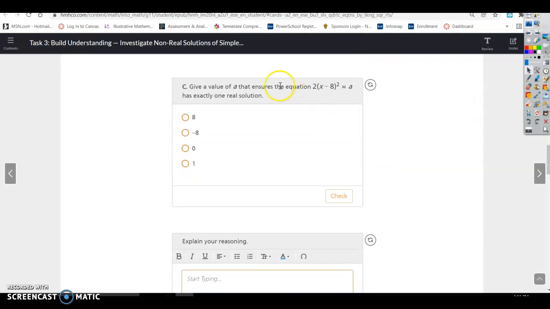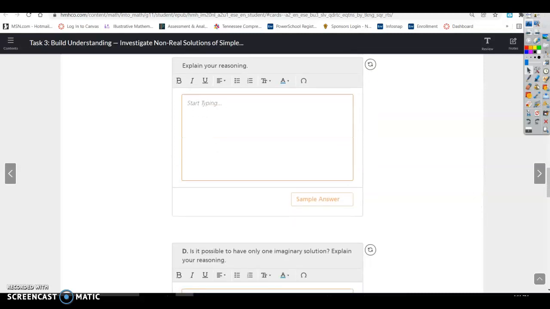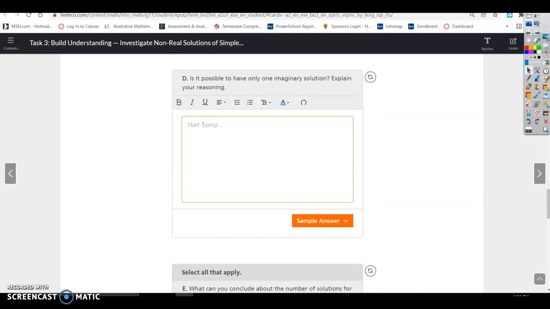All right, so it says give a value of A that will ensure that the equation has exactly one real solution. So that would be 0. Explain your reasoning. Well, that just comes from the definition above up there. 0 divided by anything is 0. All right, is it possible to have only one imaginary solution? No. If you have a negative number, you're going to have plus or minus something i, and it's always going to produce two imaginary solutions.